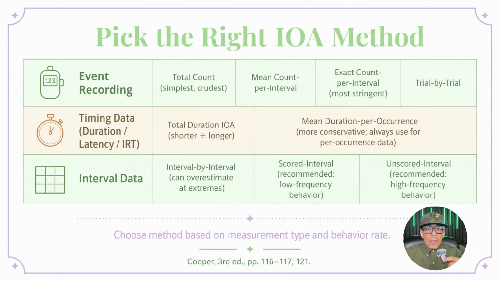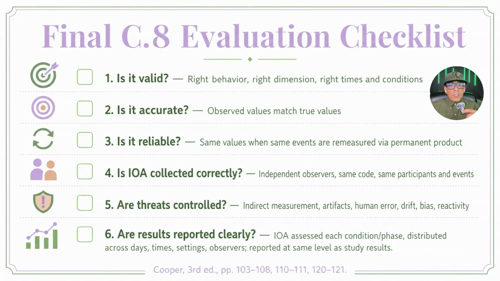For interval data, the three common techniques are interval by interval IOA, scored interval IOA, and unscored interval IOA. Interval by interval IOA can overestimate agreement for behaviors that occur at very low or very high rates. So scored interval IOA is recommended for relatively low frequency behaviors, and unscored interval IOA is recommended for relatively high frequency behaviors. Here is the final C8 checklist.